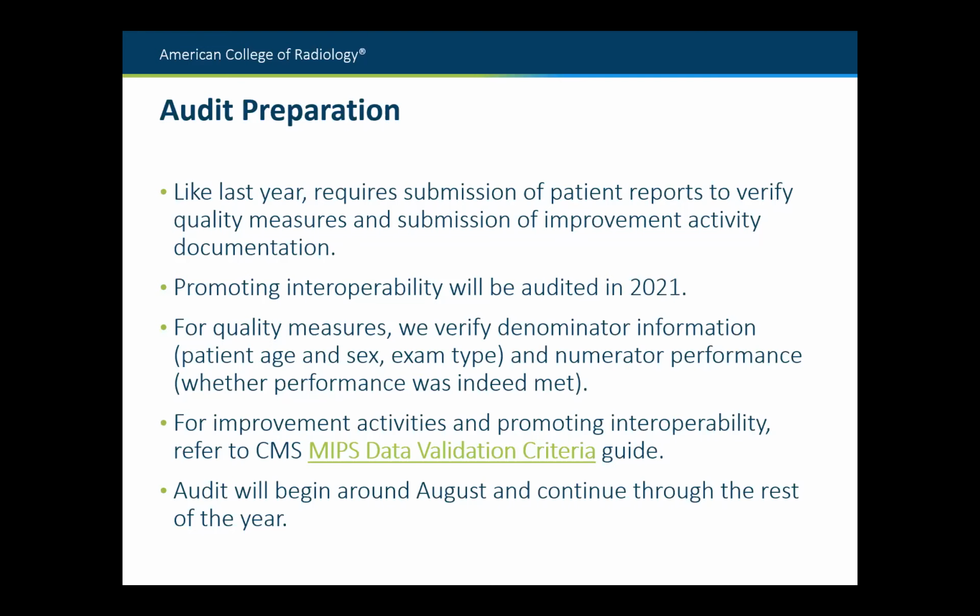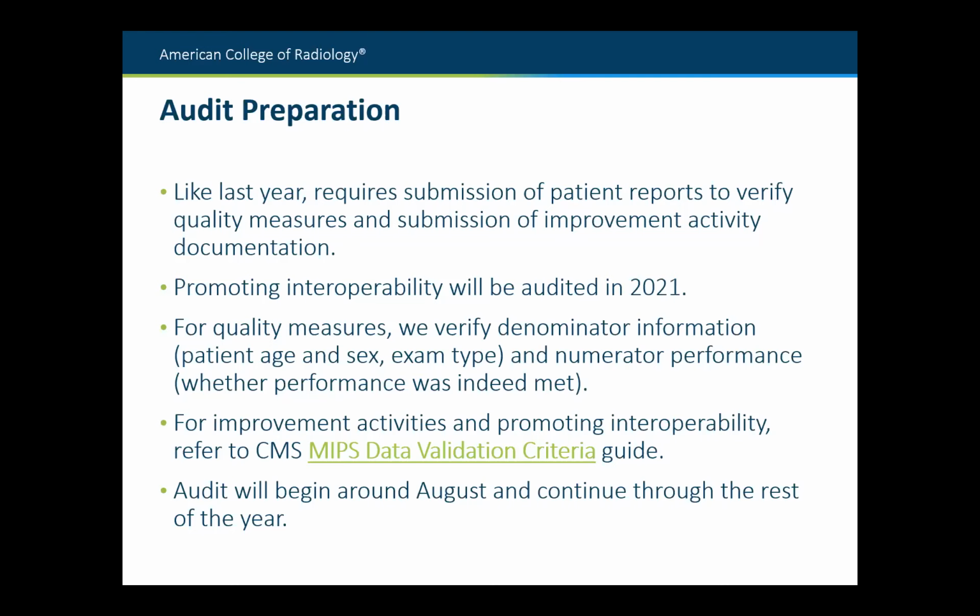CMS does have this handy guide that, to my knowledge, they haven't really released in this format for previous years. But if you click this link after we send the PDF to everybody, it's the validation criteria for the improvement activities and the PI measures. And it's really handy. It'll tell you exactly what type of documentation is recommended to submit in case you're audited for IA or for PI.